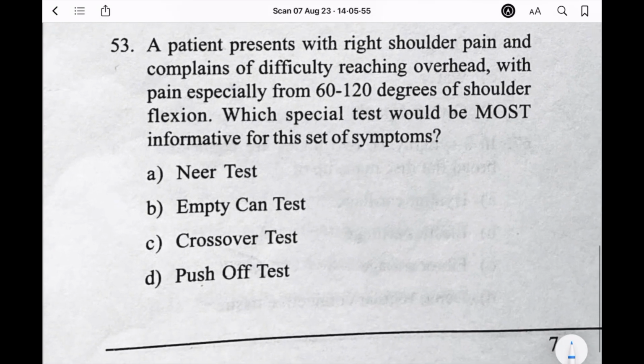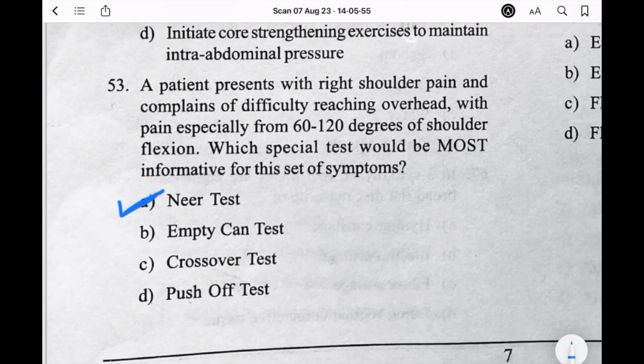Question number 53. A patient presents with right shoulder pain and complains of difficulty reaching overhead with pain, especially from 60 to 120 degrees of shoulder flexion. Which special test would be most informative for this set of symptoms? Options are A, Neer test, B, empty can test, C, crossover test and D, push off test. So correct answer is A, Neer test.